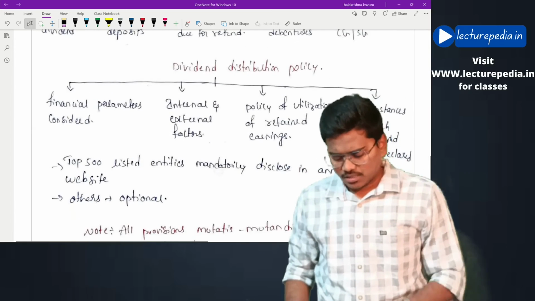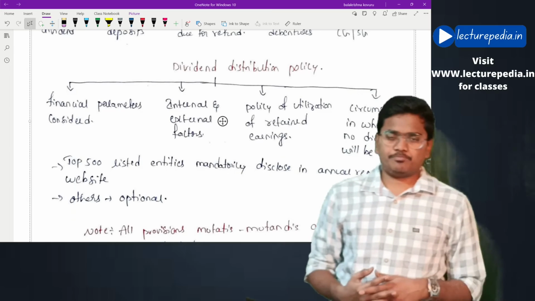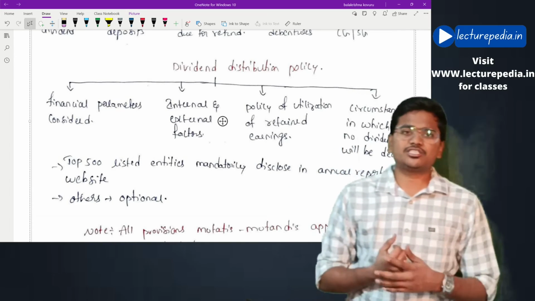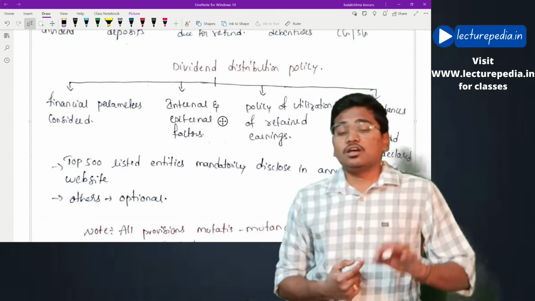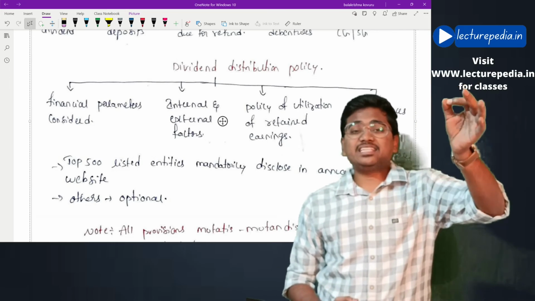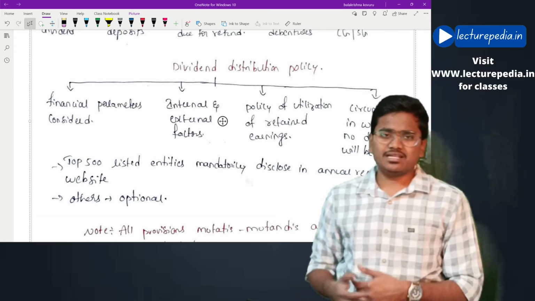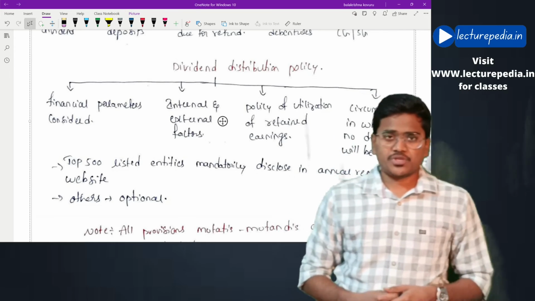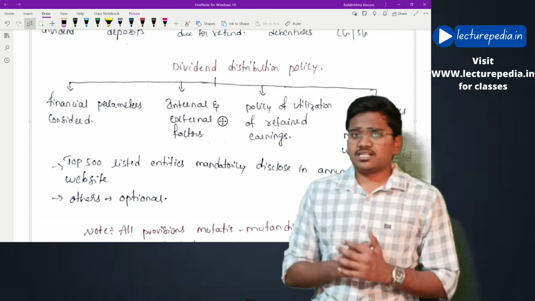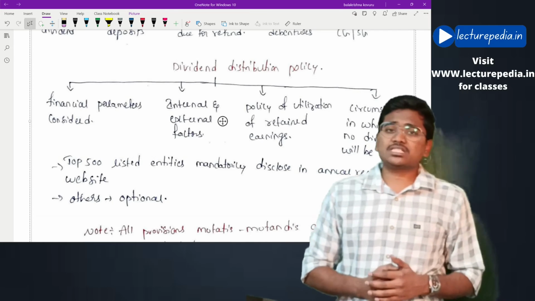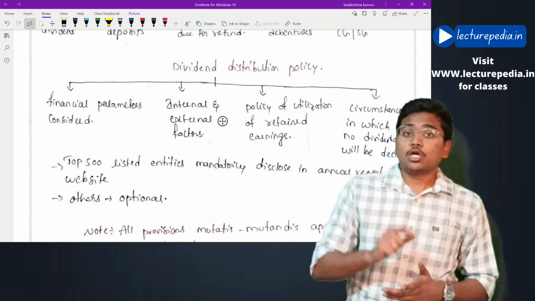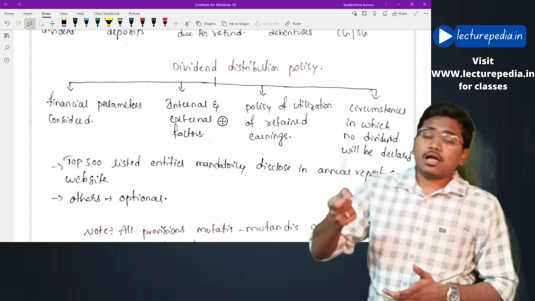Next, dividend distribution policy. Generally, this dividend distribution policy is mandatory for the top 500 listed entities, and for the remaining entities, it is optional. The top 500 listed entities have to prepare this dividend policy and publish it on their website as well as in the annual return.